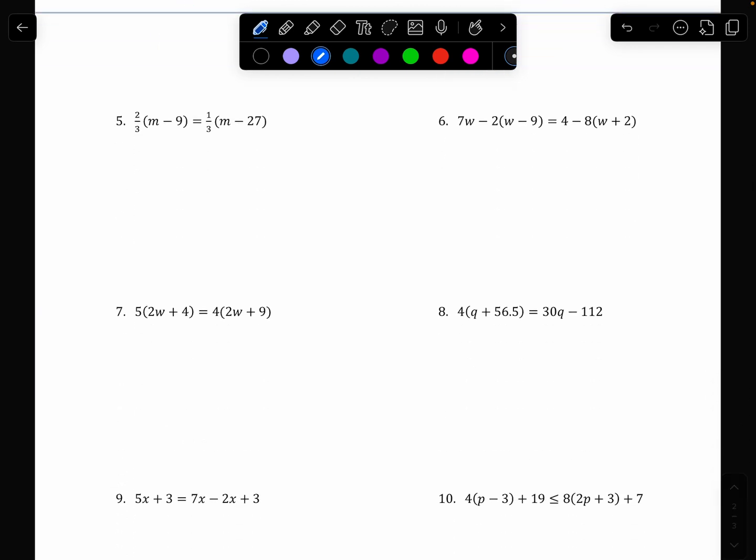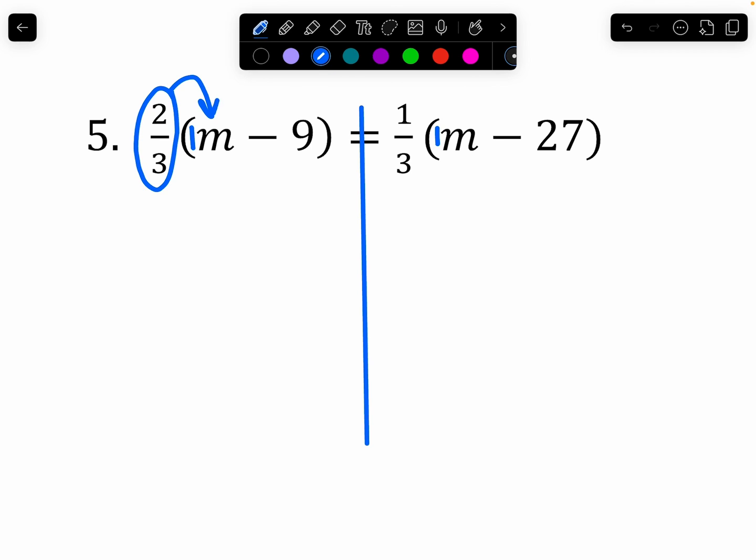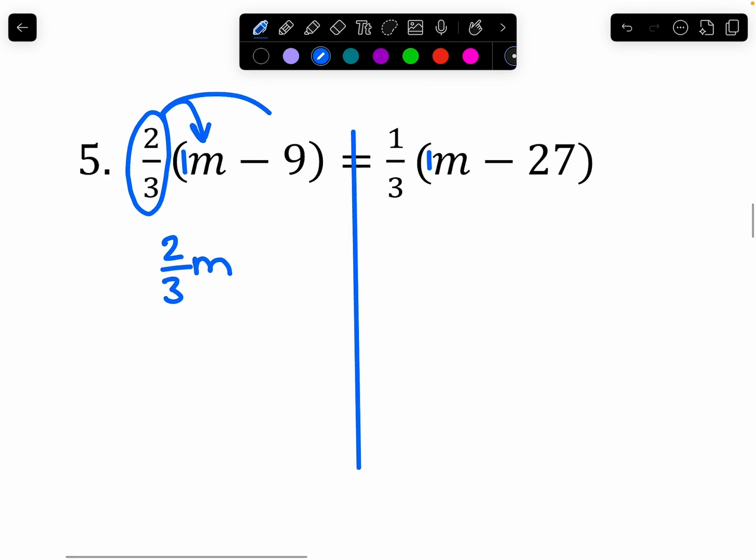Okay, I'm going to move down to number 5. I've talked about how to do a problem like this before. So this one's a little bit different, though, because there's a 1 in front of my m. But I am going to have to do the distributive property twice, one on the left-hand side of my equal sign and one on the right-hand side of my equal sign. So I'm going to go ahead and distribute this 2/3 into the parentheses. So 2/3 times 1m is just 2/3 m. And then when you do 2/3 times -9, remember you multiply by the numerator and then divide by the denominator. So -9 times 2 is -18. -18 divided by 3 is -6.